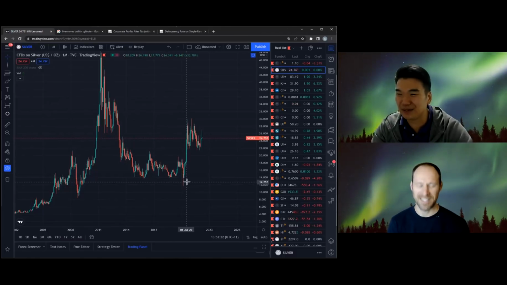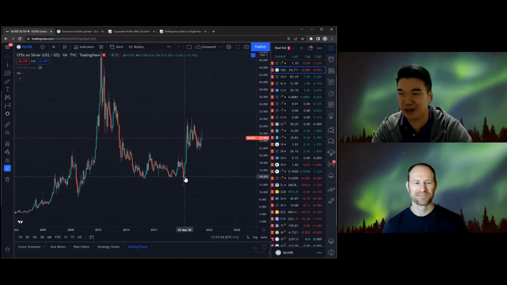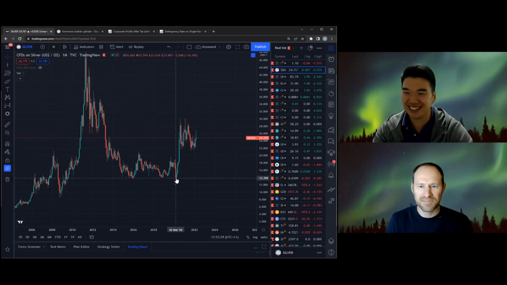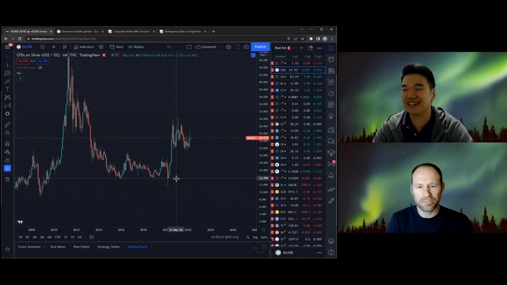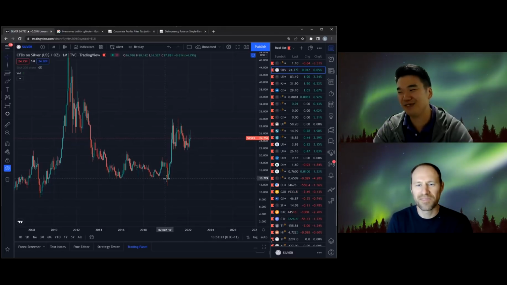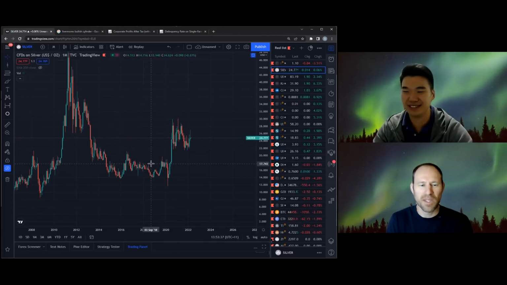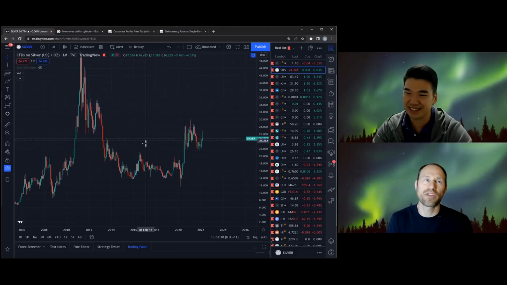Look at the slingshot. This is what Andy means by slingshot: once you have these false fake outs, that's what creates the biggest moves. Slingshot patterns are brilliant for that. They create really, really big moves after that. So look at that. That's insane.